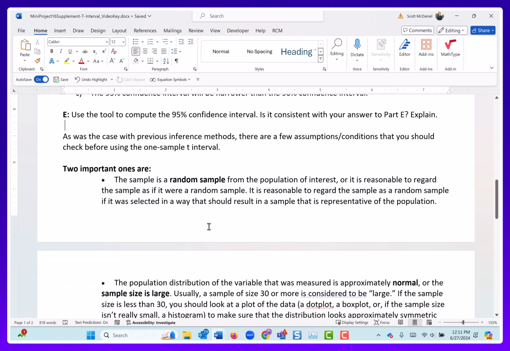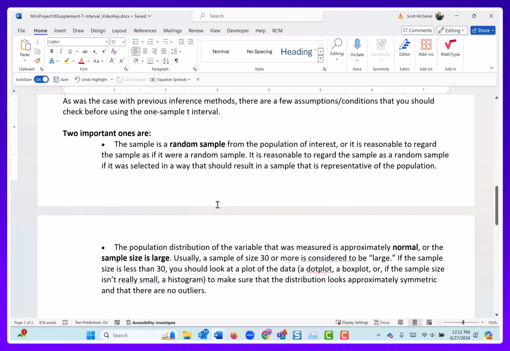The two big ones are a random sample. This will almost always occur in textbooky type problems. Otherwise, we can't really move forward. So it's reasonable to regard the sample as if it were a random sample. Now, if you see that the way that the study got their sample was biased, we have to be really cautious about the intervals or any inference that they made from their sample.